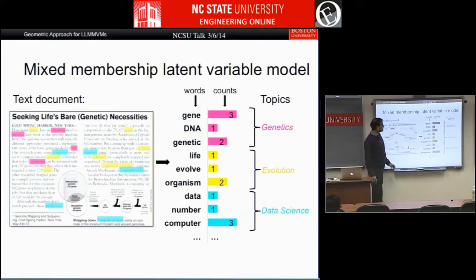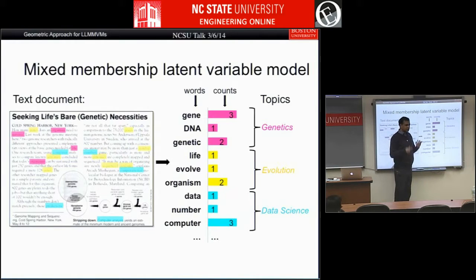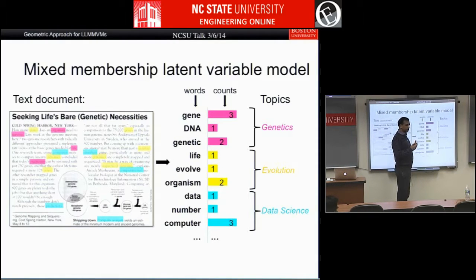Once you extract those, what are the latent factors? This is where the modeling part comes in. You could think of topics in the following way. There are underlying, unobserved, latent factors that result in these kinds of words. So for instance, there could be an underlying topic called genetics, which results in these 3 words. Evolution could result in those words. Data science could result in those words.